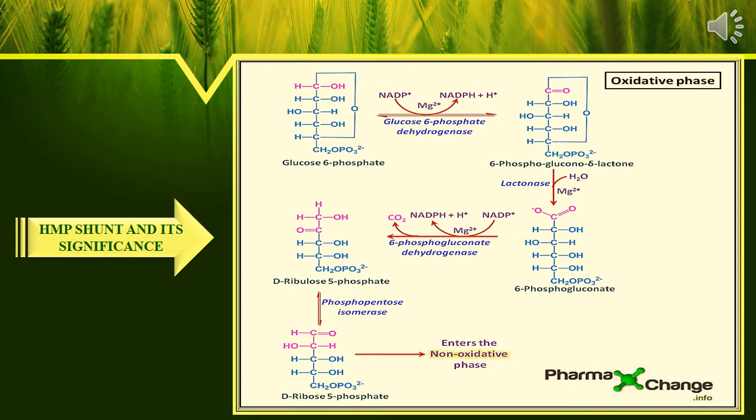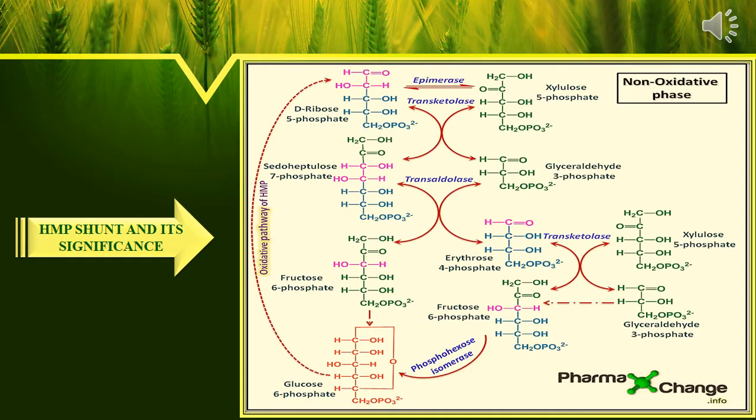The release of NADPH in the oxidative phase has a major role in the synthesis of fatty acids, steroids, etc. And it is even involved in the free radical scavenging process. The formation of ribose 5-phosphate also has significance in many aspects. Let's discuss ribose 5-phosphate in the coming slides.